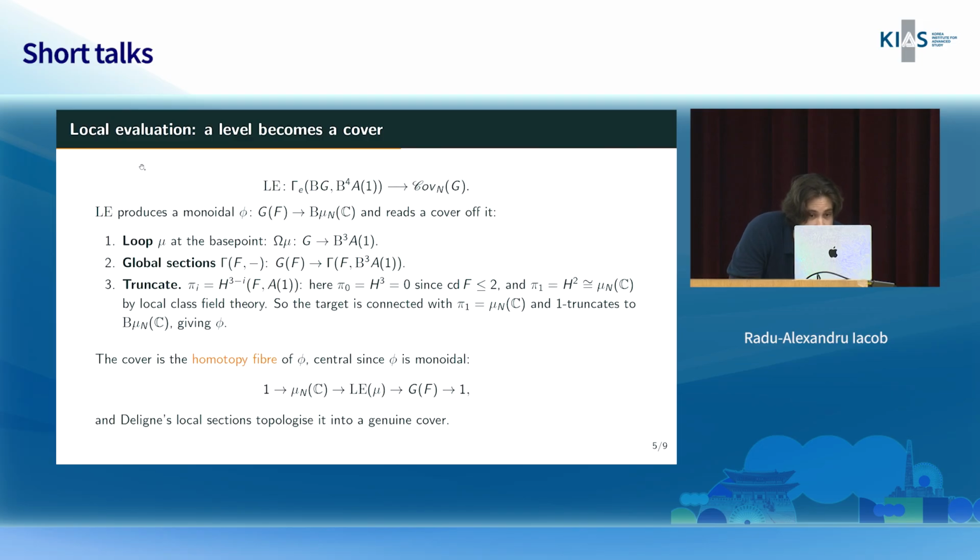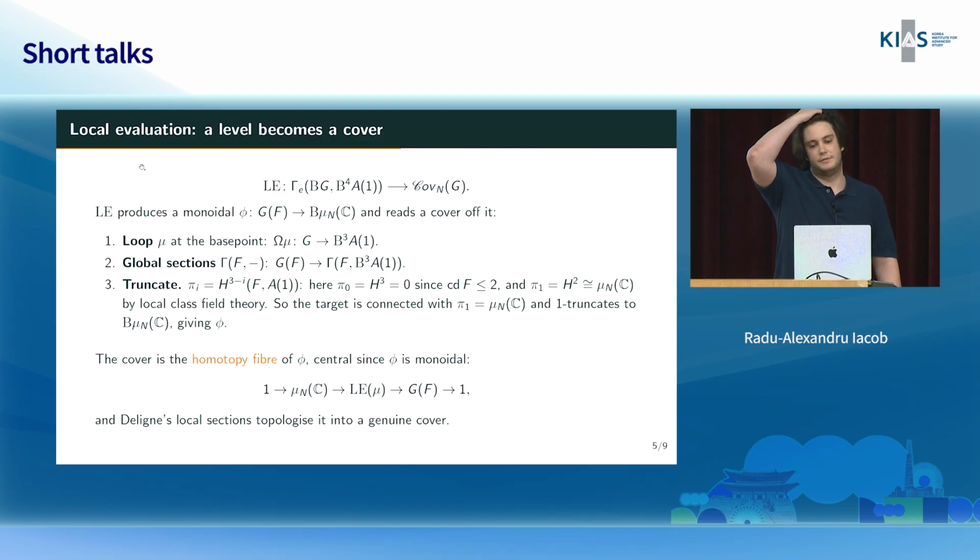So now let me tell you exactly how you get a cover from this scary thing that we saw before. This is the so-called local evaluation. This is not really a functor because the first guy is a two-truncated infinity groupoid, and the second guy is just a normal groupoid, but it's still a map.